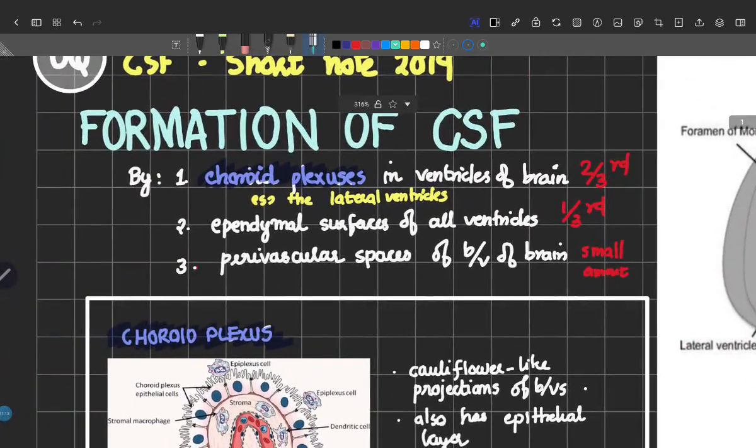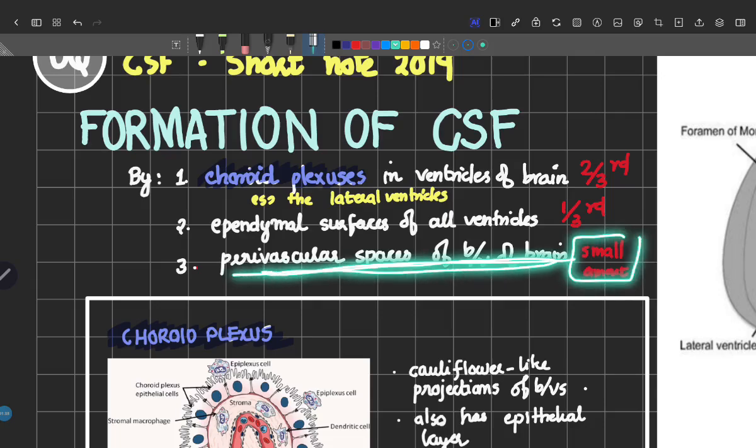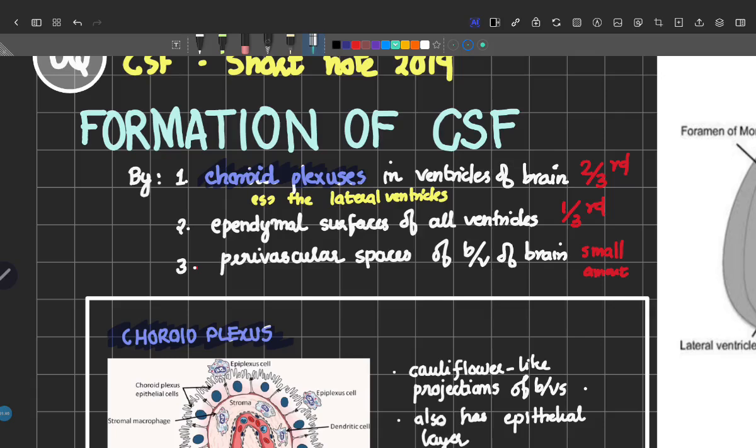Getting back to this, the formation is majorly by the choroid plexus, which is around the ventricles of the brain. This contributes about 2/3 of the total CSF. Choroid plexus around the lateral ventricles are the major contributors. Then the ependymal surface of the ventricles, which is basically the epithelium of the ventricles, produces about 1/3 of the total CSF, and a small amount is also produced by perivascular spaces of blood vessels. This will be dealt with in detail. First, let's look at the choroid plexus.